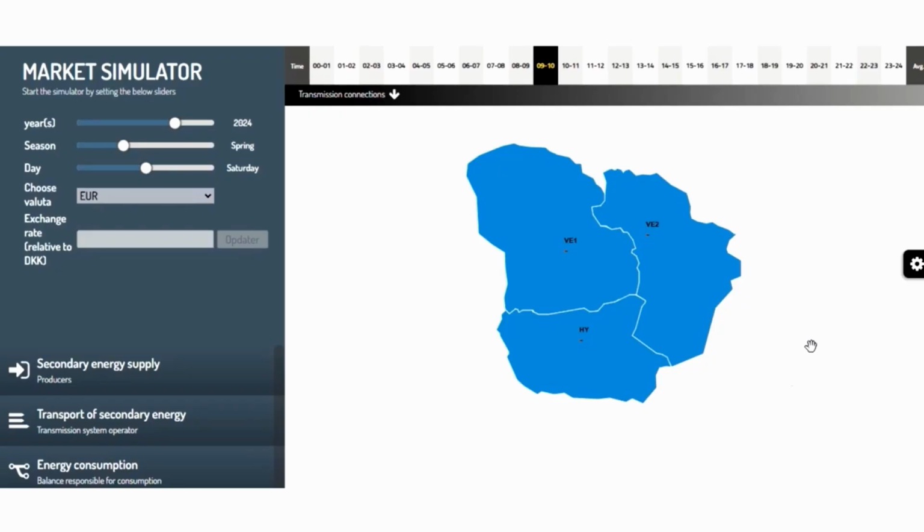As you can see here, we have the 3 fictitious areas, VE1, VE2, and HI. And here you have the year you want to calculate, the season, and the type of day, if it is a weekday or Saturday or Sunday. And now we are ready to start the first task.